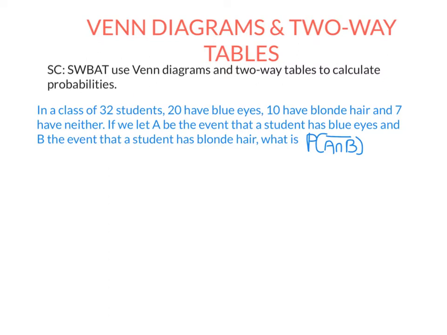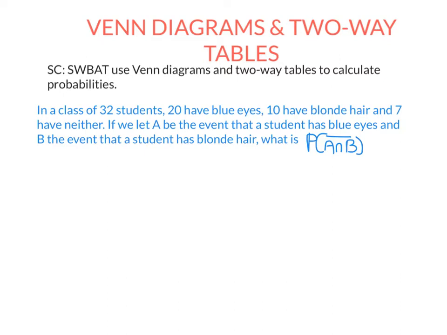Class of 32 students, 20 have blue eyes, 10 have blonde hair, 7 have neither. We're going to let A be the event student has blue eyes, B the event they have blonde hair. We're going to calculate this here, which says probability of not A and B. In other words, what's the probability a student selected at random does not have both blue eyes and blonde hair?